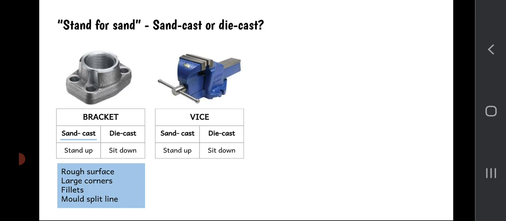What about this vise right here? Look closely at it. If you do, you'll notice that it too has been sand cast, because it has that rough orange peel-like surface. There are all those rounded corners, and there are the generous internal fillets as well.